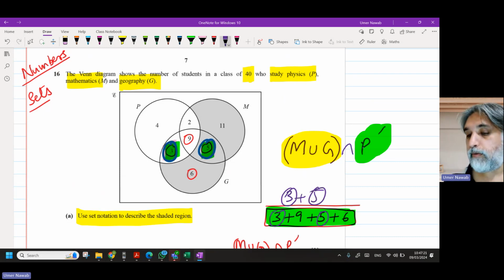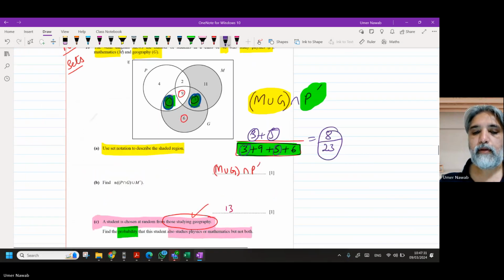This is called conditional probability. So my answer is 8 over 3 plus 9, 12, 12 plus 6, 18, 18 plus 5, 23. So my answer is 8 over 23.